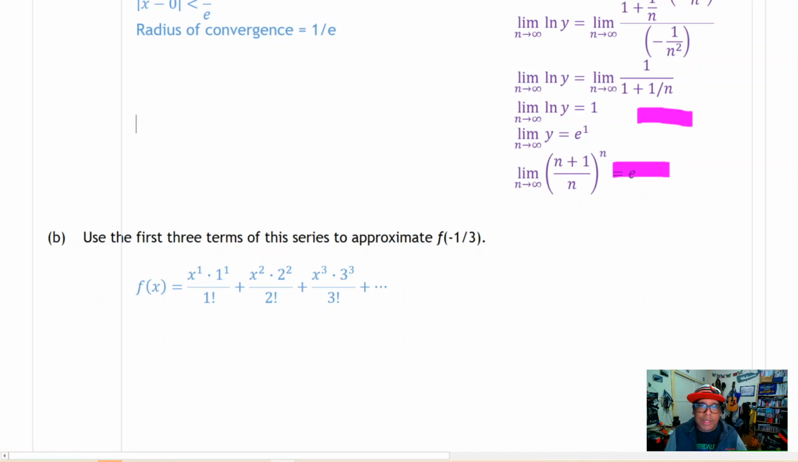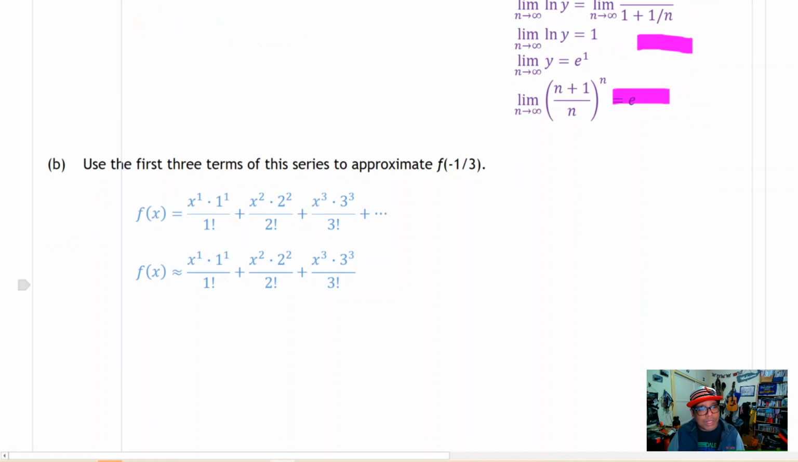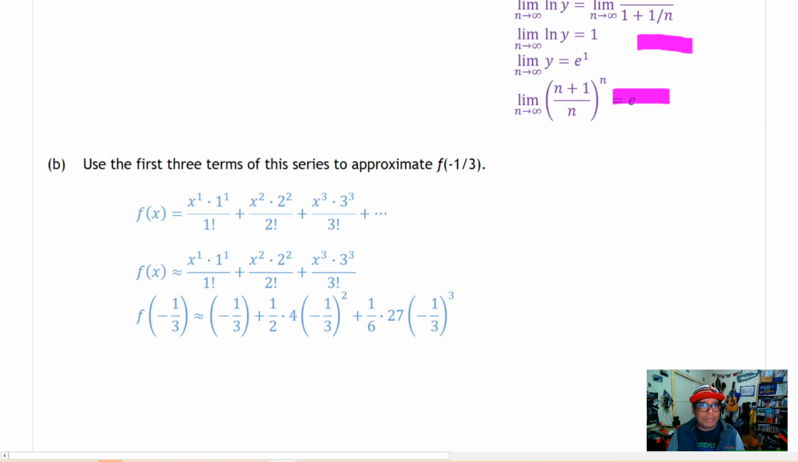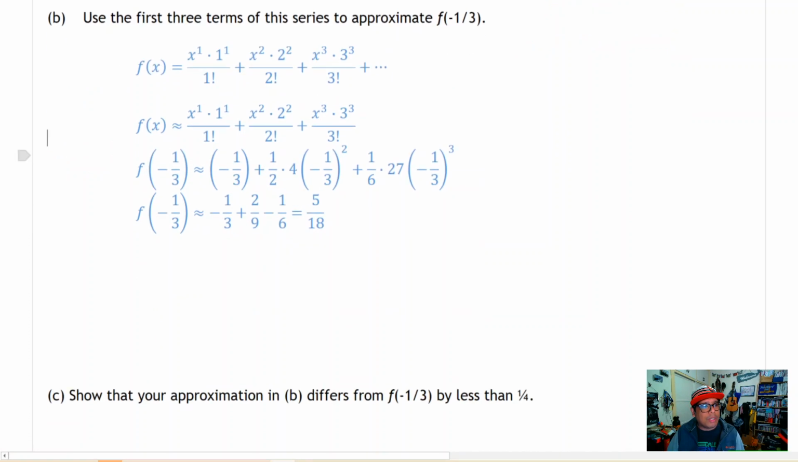So from part A, these are the first 3 terms of the series. And this is written as a series. So we're just going to truncate this series to 3 terms now. And when we truncate, we turn this from an exactly equal to an approximate. So f of x is approximately equal to these 3 terms. Now there's not a whole lot more to this. We're just going to substitute negative 1/3, and then we're going to do some algebra. And we get that f of negative 1/3 is about equal to 5 over 18. So that completes part B, and we can move on to part C.